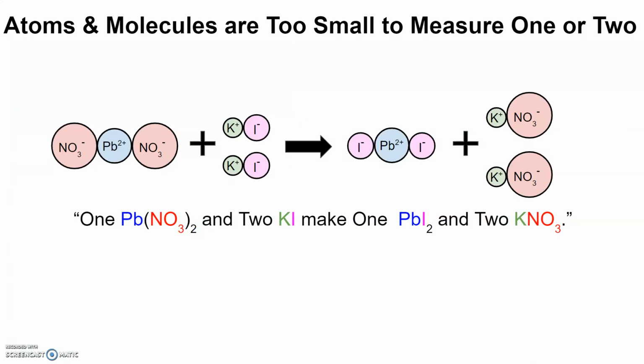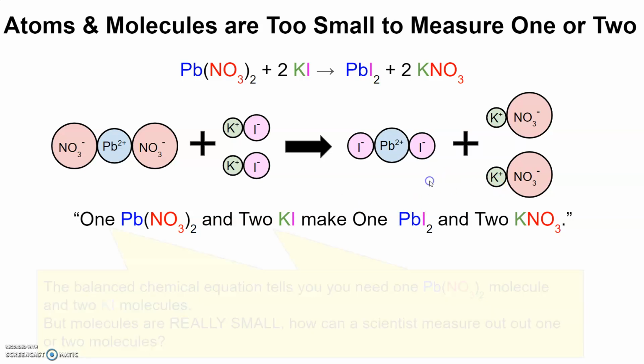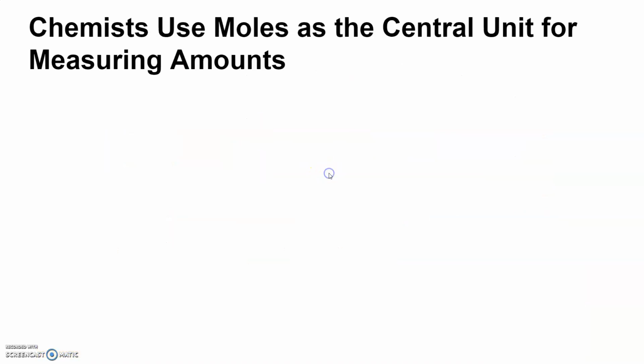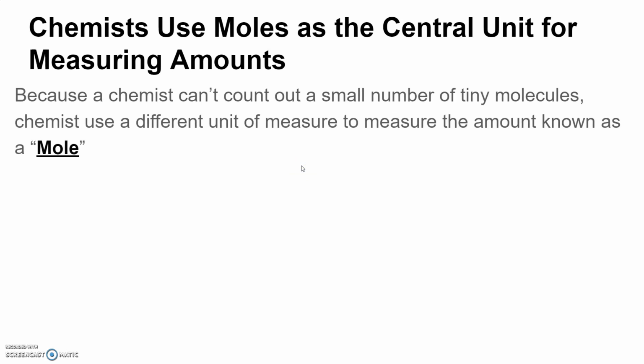Now, if we think about this chemical equation as we see here, and we interpret it this way as saying that there's 1 lead nitrate and 2 potassium iodides that can make 1 lead iodide and 2 potassium nitrates, well, you may be asking yourself, can a scientist really measure out 1 lead nitrate and 2 potassium iodides? Molecules are really super small, right? So a scientist really can't measure out 1 molecule and 2 molecules very easily, right? So because a scientist can't measure small numbers of molecules out, what they use instead is something called a mole.